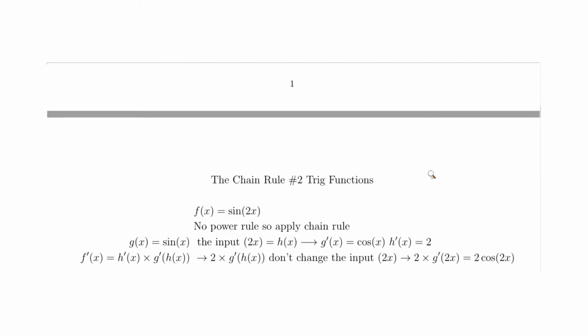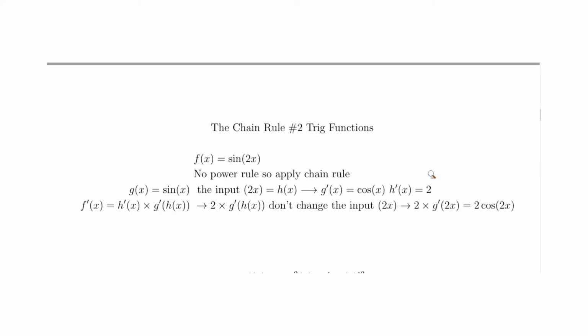So now we're going to have a look at some trigonometric functions, and we're going to use the chain rule in these. So the first one we're going to look at is sine of x. So our function is sine of 2x. Now we know that sine's derivative is cosine. So there's no power rule involved here because it's just sine, it's not sine squared, it's not 2x squared or anything like that. So straight on to the chain rule.